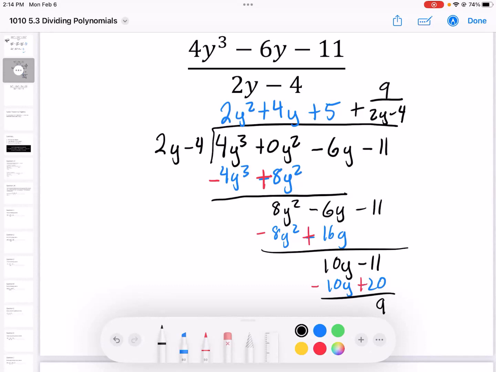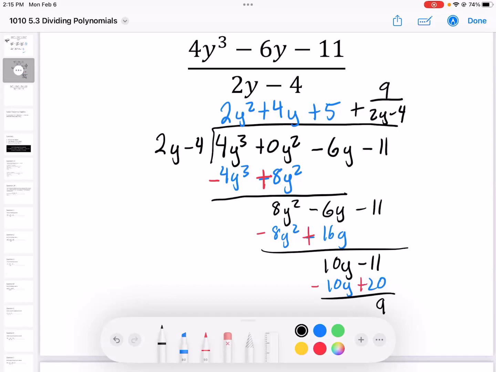Because the mistake that I see a lot is that people will subtract this term, but they'll forget to subtract this one. And if you did that, that would have made this a -8y squared, which then changes all of your results from there on out. So make sure when you do the subtraction step for long division that you subtract everything and change those signs.